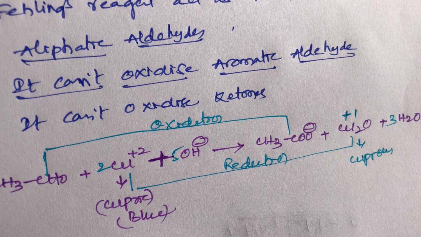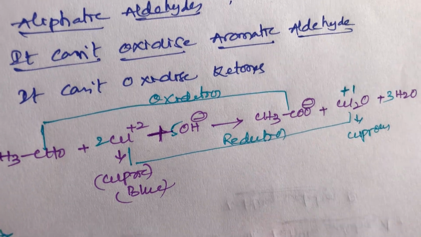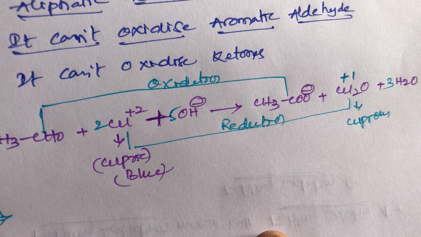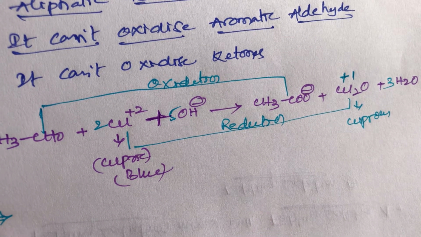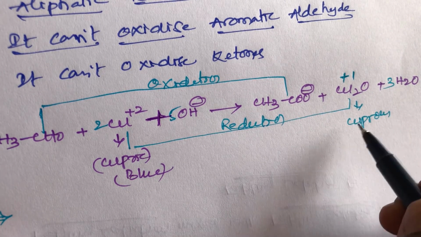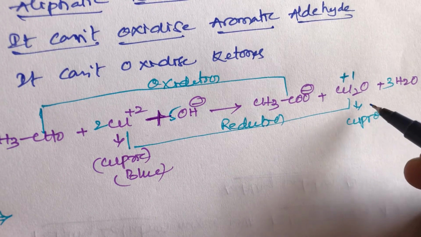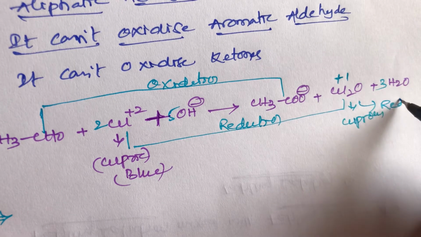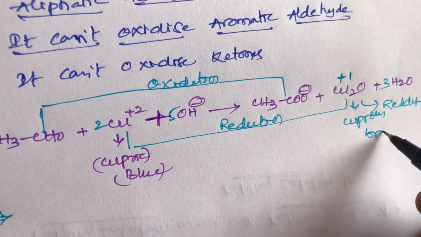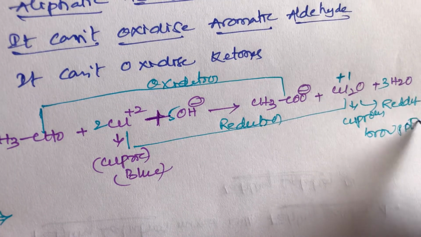And one more point, students: when acetone reacts with Fehling's solution, what happens, students? There is no reaction, no reddish brown precipitate. Remember, students, this is a reddish brown precipitate. This Cu2O is a reddish brown precipitate. It is very, very important, students.